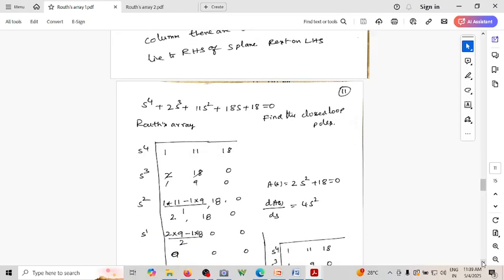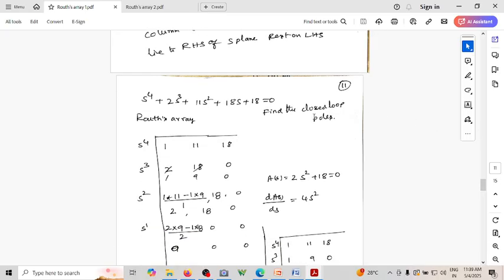Okay, now you are asked to find the closed loop poles. It's not exactly the location. They are actually asking you to find the closed loop poles. So let us see how we do that. Just write the Routh array.